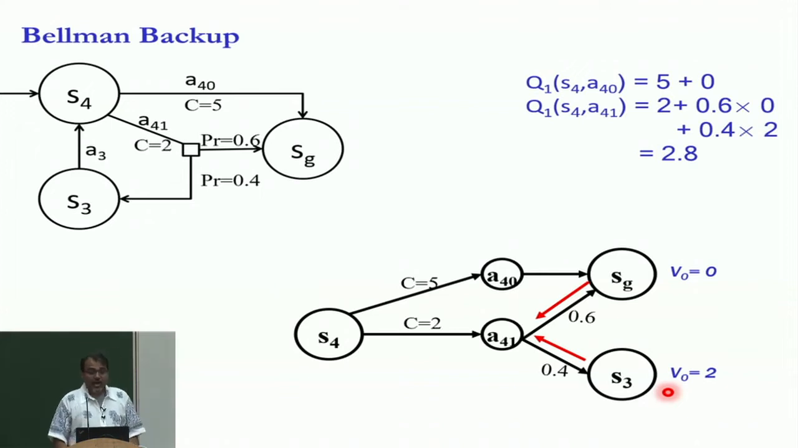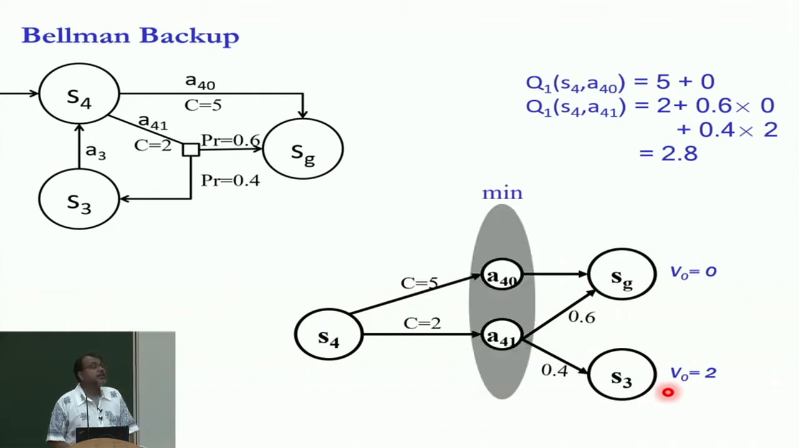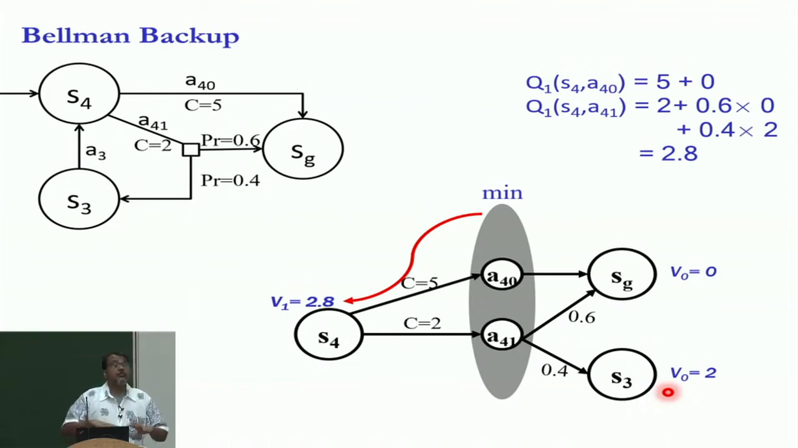So, now I know that currently, based on my current information, A40 looks like cost 5, A41 looks like cost 2.8, expected cost 2.8. So, I will take a min over the two actions that I am given. That gives me the greedy action as A41. We call it the greedy action, because at the current state of the value function, this is the best action I know.